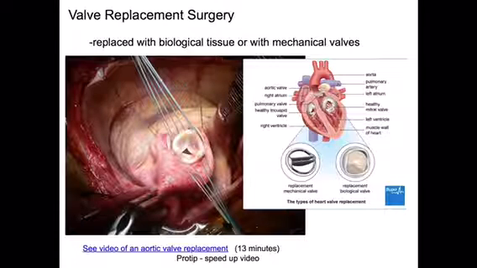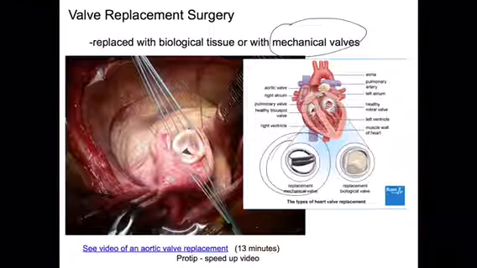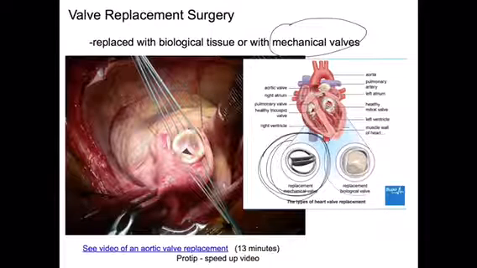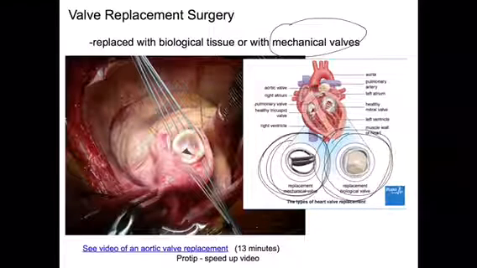So we can replace the valve. You can replace it with a biological tissue, sometimes they use pig valves even for the heart, but you have mechanical ones too. So this is an example of a mechanical valve or a biological replacement. Biological meaning it's coming from another living thing, mechanical meaning that we made it and it's made of titanium or something like that.